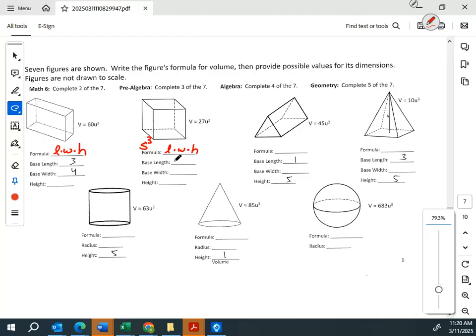For the triangular prism, our formula is 1/2 times length times width times height. Our pyramid is length times width times height divided by 3. Our cylinder is pi r squared times the height. The cone is pi r squared times the height divided by 3. And our sphere is 4/3 times pi times r cubed.